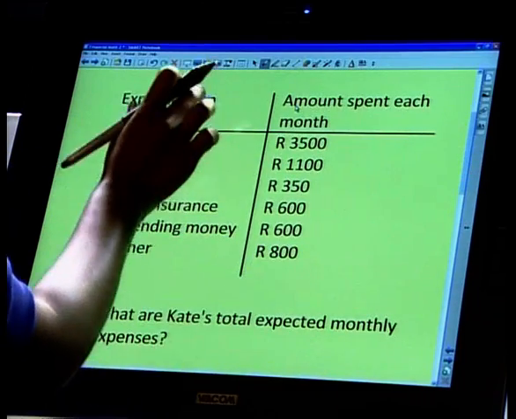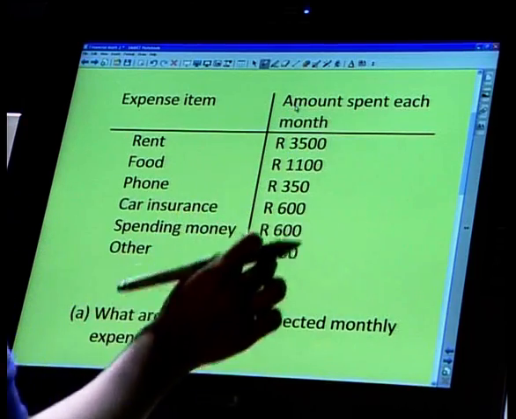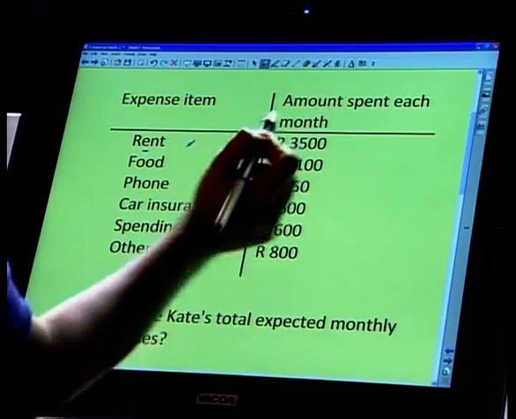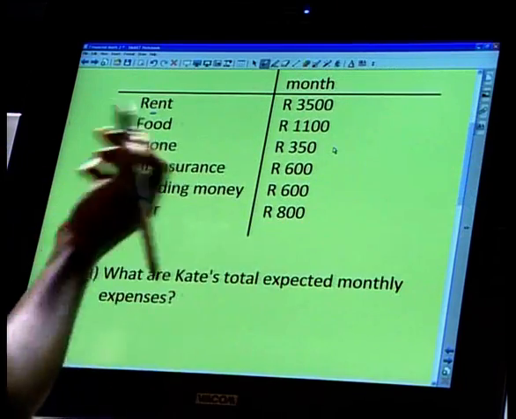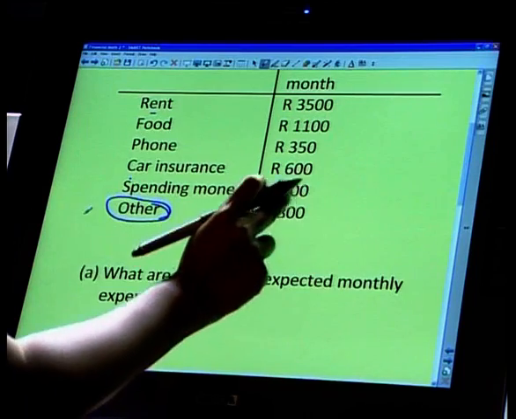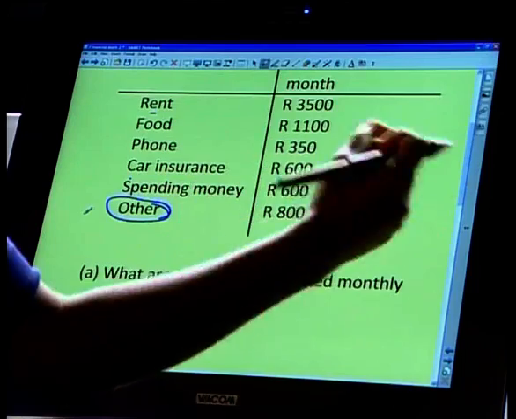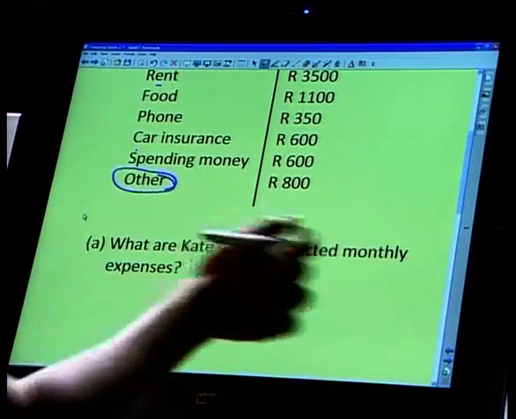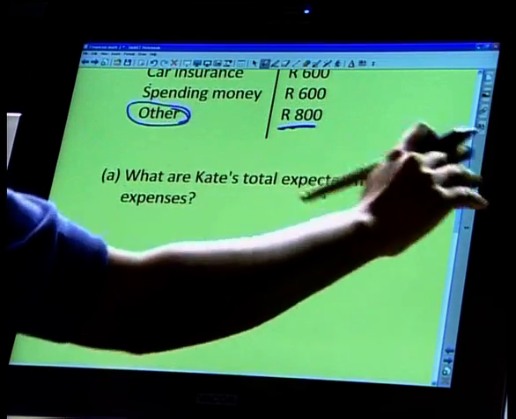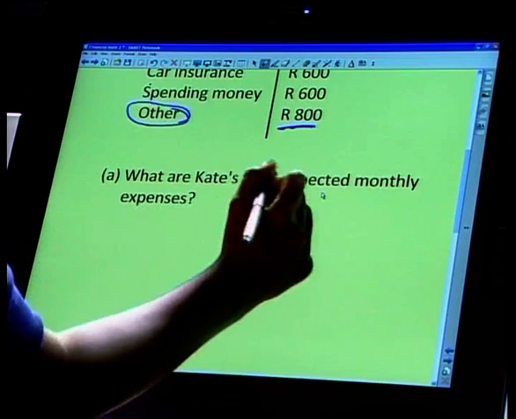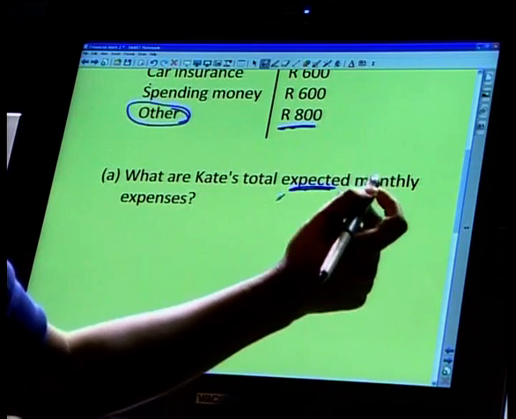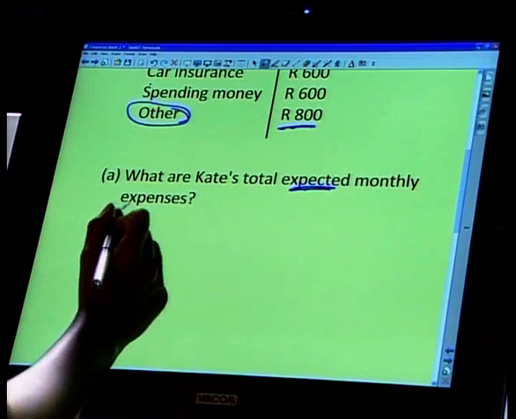Okay, so they give us the expense items, and then they tell us how much she's going to spend roughly per month on that expense item. So for example, rent, she will pay 3,500 Rand. Car insurance, she's going to pay 600, and then other includes all the other things that we haven't taken into account. So any unexpected thing that might come up, maybe she wants to go to a concert or whatever the case is, something extra that she hasn't budgeted for, that's what goes into other. They then ask us, what are Kate's total expected, because remember it's just a budget, so it's not necessarily what will happen. What is her total expected monthly expenses?